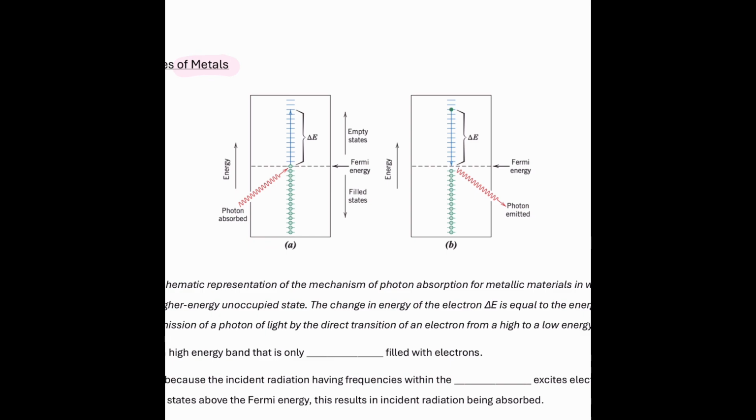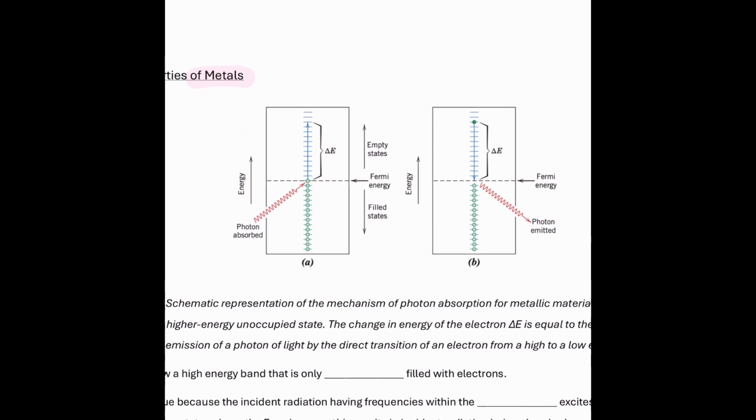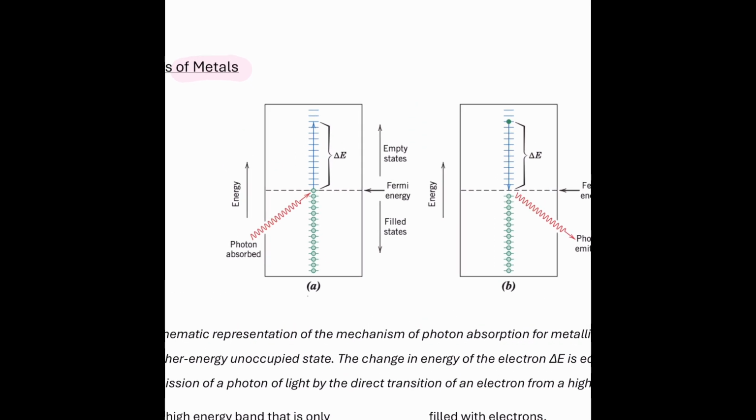Well, this schematic representation is of the mechanism of photon absorption for metallic materials, where an electron is excited into a higher energy and an unoccupied state. So the change in energy of the electron, which we'll refer to as delta E, is going to be equal to the energy of the photon. And so that is the first side, schematic A, right here.